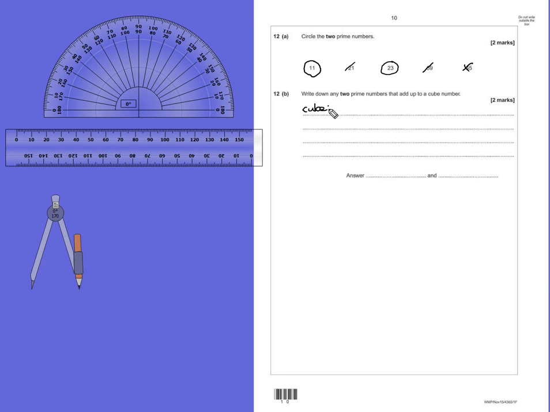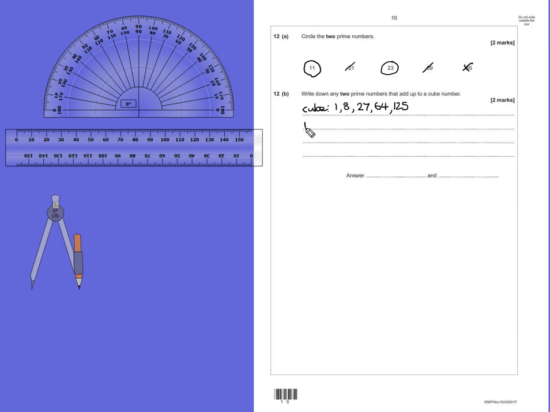So it could help just to write down a few cube numbers before we experiment. Just the first few, because then it limits us to how many we're actually going to deal with. So 1 times 1 times 1 is 1. 2 times 2 times 2 is 8. 3 times 3 times 3 is 27. 4 times 4 times 4 is 64. 5 times 5 times 5 is 125. I would definitely think we're never going to get towards these high numbers.